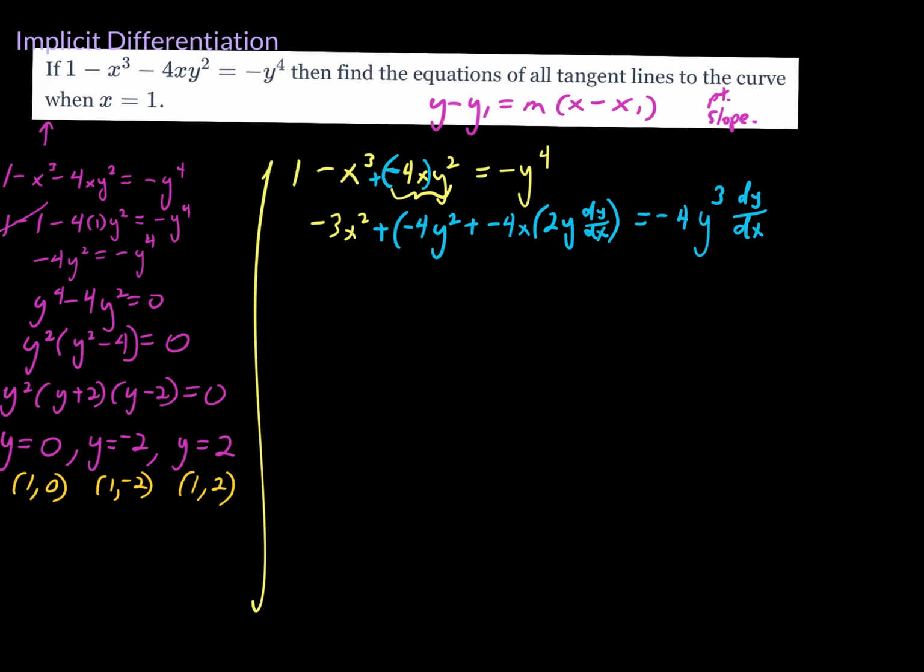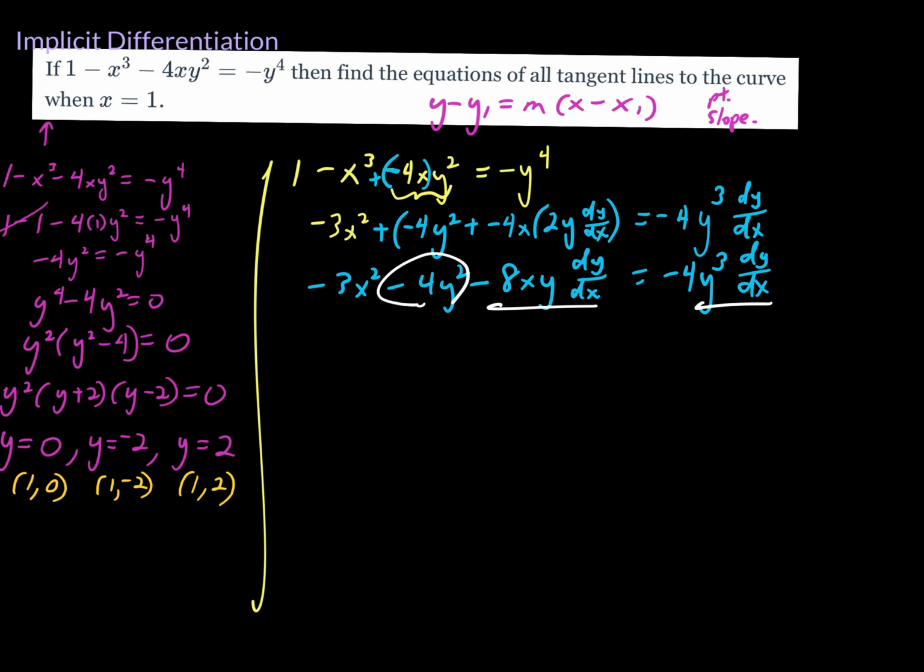All right, let's clean this up a little bit. There's not much to distribute, so I just have negative 3x squared minus 4y squared minus, I'm sorry, that's an 8. 4 times 2, that is 8xy dy dx. And what do we have here? Negative 4y cubed dy dx. All right, well now let's find out which ones are dy dx's. We have these two, and these two are not.